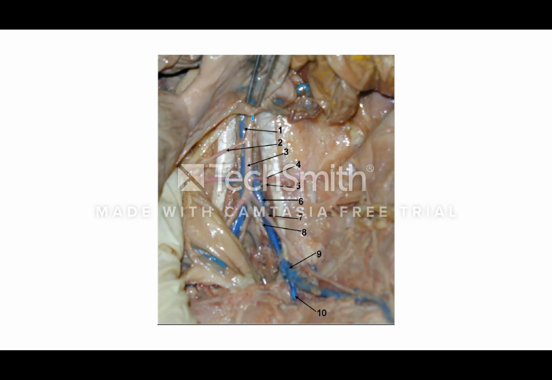So here we are. This is the abdominal aorta. We're at the most inferior portion of it. Here is the tiny little inferior mesenteric artery. Here is the right and the left iliolumbar artery.